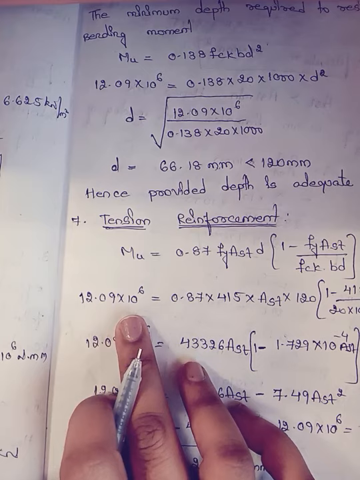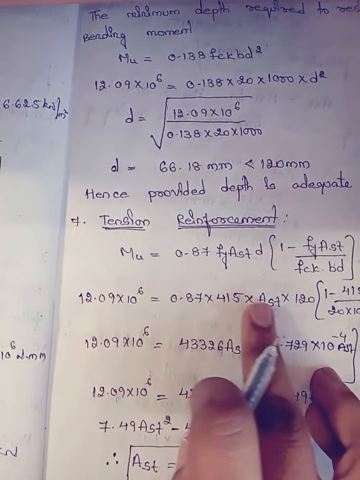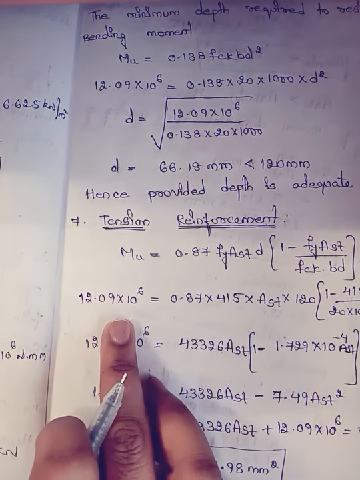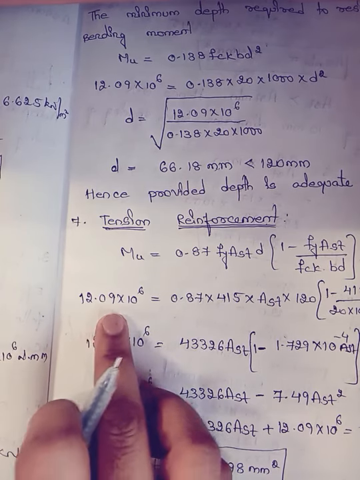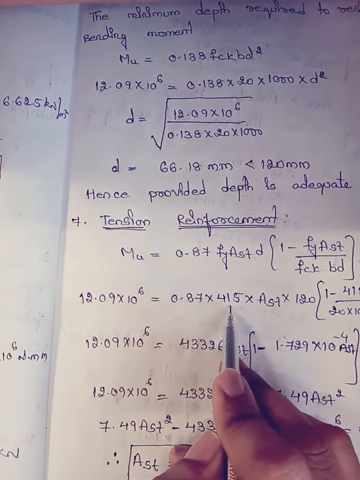We want it in Newton mm because all these values are in mm: D in mm and fck in MPa. So B and D are also in mm. That's why we are taking all the values into Newton mm. So 12.09 into 10 power 6 equals 0.87 into fy, which is 415.